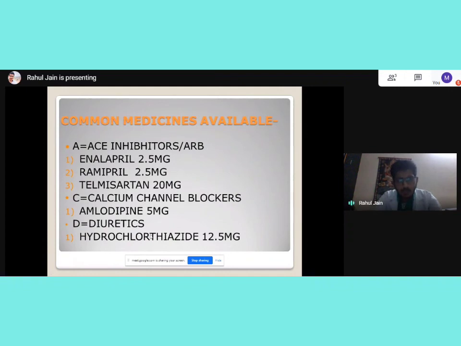Then what are the common medications available under ACE inhibitors, calcium channel blockers and diuretics? The commonly used ACE inhibitors are enalapril and ramipril, and the ARB is telmisartan. Telmisartan comes in the dose of 20 mg, while the commonly used calcium channel blocker is amlodipine 5 mg. When we're talking about diuretics, the most effective diuretic is hydrochlorothiazide 12.5 mg, which is a thiazide diuretic. And the point to be noted is that the most potent of all the three, A or C or D, is diuretics.